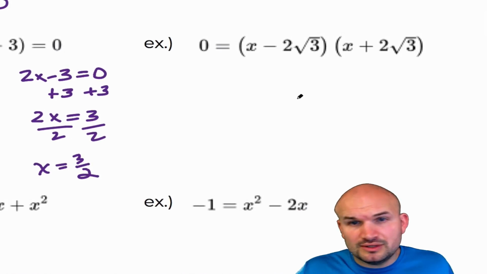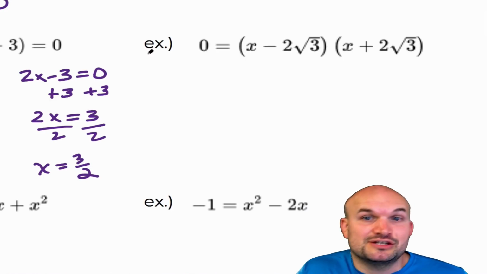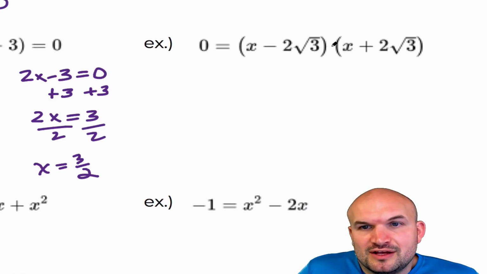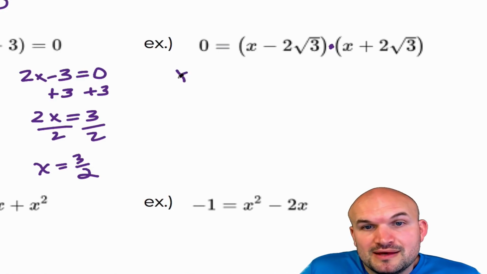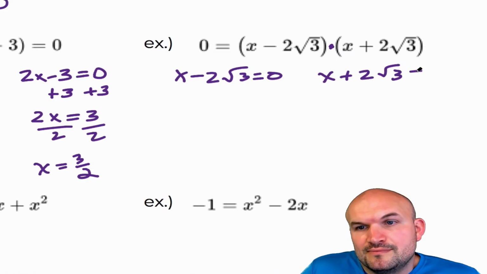Okay, over here, it looks like we have some crazy radicals and whatever else. You can notice that I also flipped the 0 to the other side of the equation, but again, it doesn't matter, guys. We have two quantities multiplying that are equal to 0, so we set both of them equal to 0. And in this case, we have x plus 2 square root of 3 equal to 0.